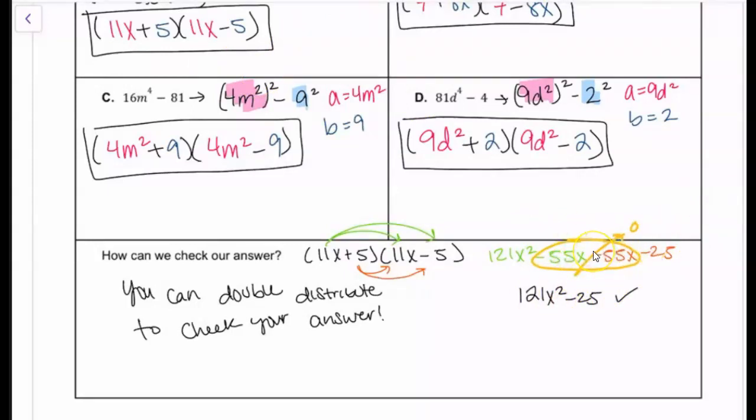Now, the middle term should end up canceling out. That's what happens when you have the exact same thing except one plus, one minus. When you double distribute, you end up with your middle terms having a positive version of it and a negative version of it. So it'll cancel out, so you'll only have your first term squared and your last term squared.